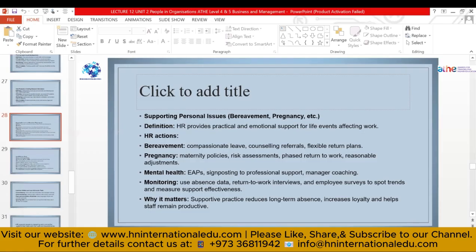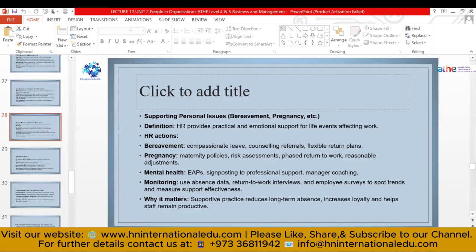It could be any, mostly these are bereavement and maternity leave specifically. The reason behind is that most of the organizations do not literally consider this as a factor, but this is something very serious. People get 1 year paid in the clinical psychology field. Definition: HR provides practical and emotional support for life events affecting work, like after 6 months, 1 year, you can rejoin the work again and your child is going to be at the child daycare.